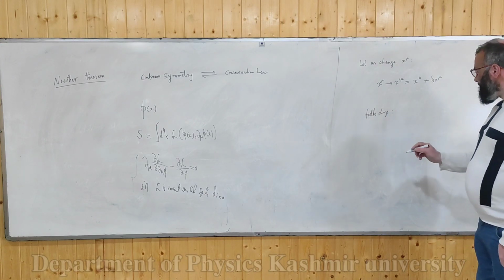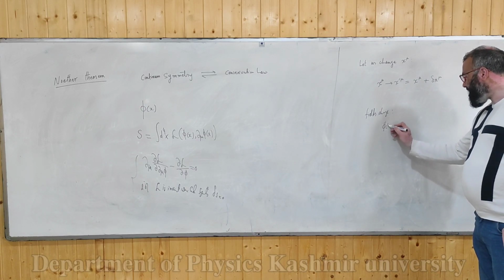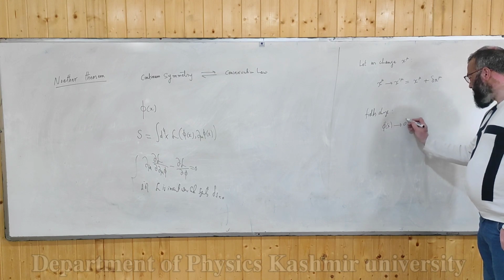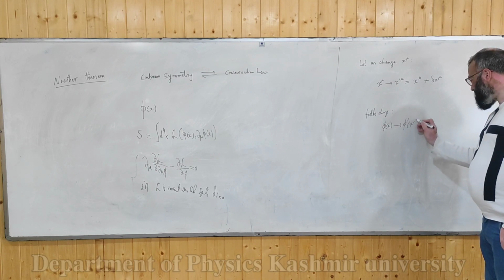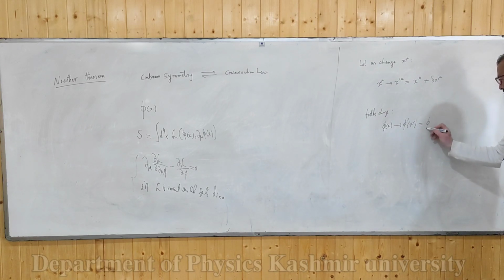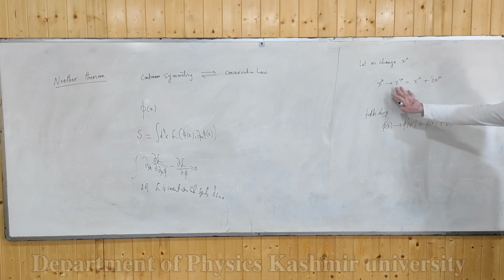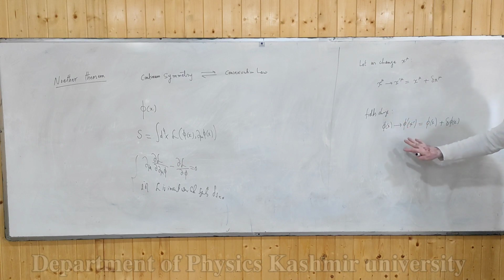Okay. So what is the change in field? Let me write this phi of x. It goes to phi prime of x prime, because now x is also changing. That's equal to phi of x plus some variation on phi of x. This is all because I'm changing the coordinate. Clear? So in other words, you can change both things simultaneously. You can change this x as well as the field, clear?